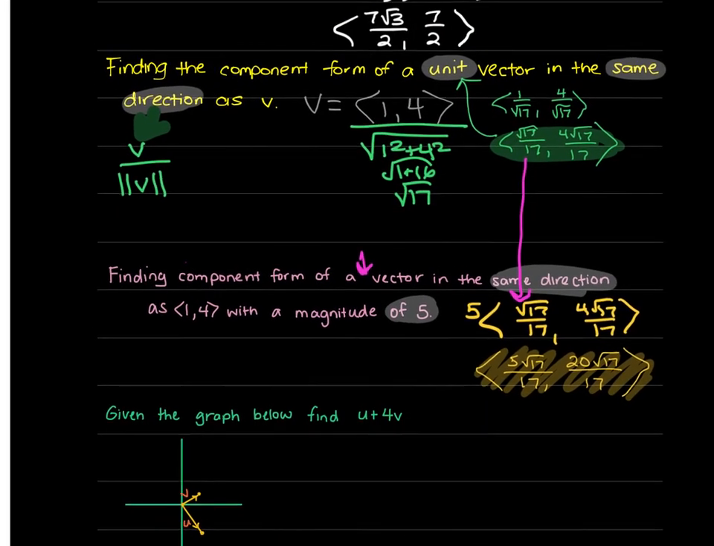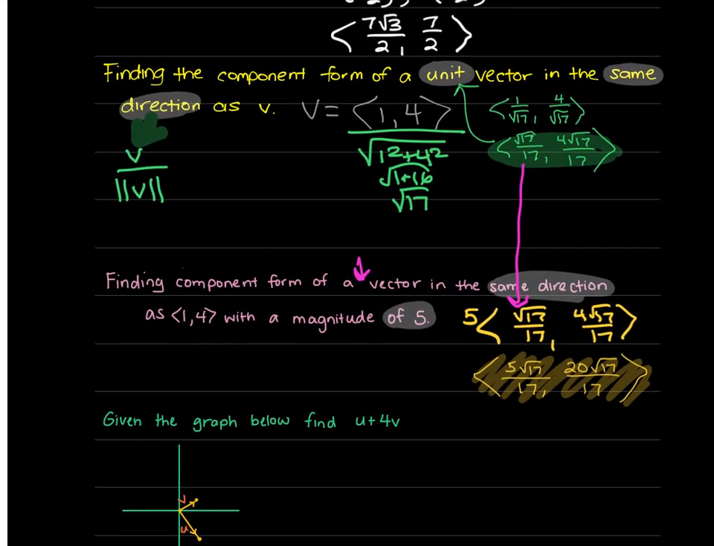So again, a vector in the same direction is my actual component form over my magnitude. Split it, simplify it. And then if it says unit, that's it, I'm done. If it doesn't say unit, it will give you another magnitude. You take that magnitude and multiply it in at the end.